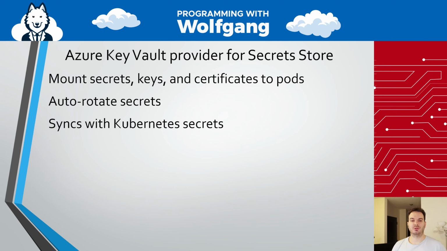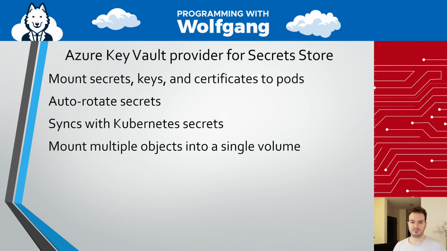Next up, we can also sync with our Kubernetes secrets. I'm going to show you this later in the demo, but what we can do is we can tell the extension what secrets we want to take from the Key Vault and then create secrets in the Kubernetes cluster. Additionally, we can also mount multiple objects. This means we can mount secrets and keys and certificates into a single volume. And this allows our application to consume all these different kinds of objects from a single point. This makes the management and the usage very easy.